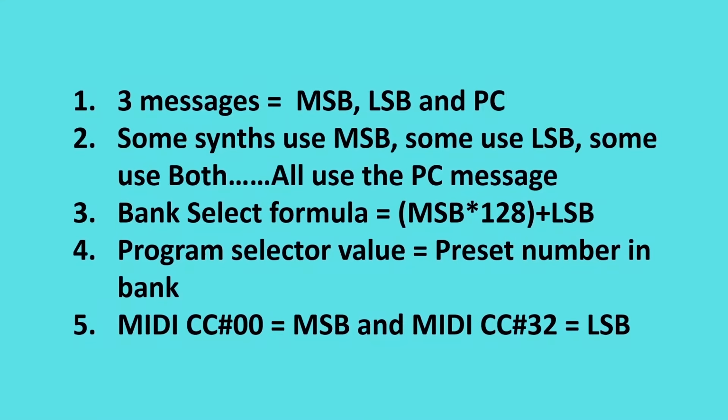Before signing off, here's a brief summary of the key facts to remember. Program changes can comprise three messages: MSB, LSB and PC. Some synths only use the MSB, some the LSB and some both, but all use PC messages. The formula for bank select values is MSB times 128 plus LSB. The program selector value is the preset number within its bank, and MSB equals MIDI CC number 00 and LSB equals MIDI CC number 32. Remembering these should enable you to work out program changes on any DAW, MIDI controller or synth.